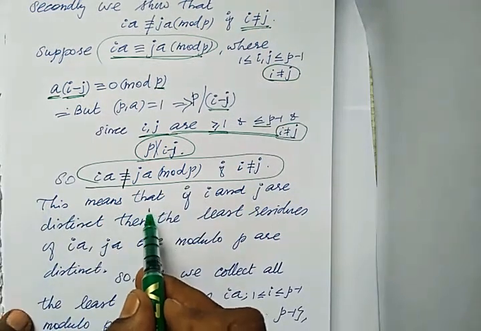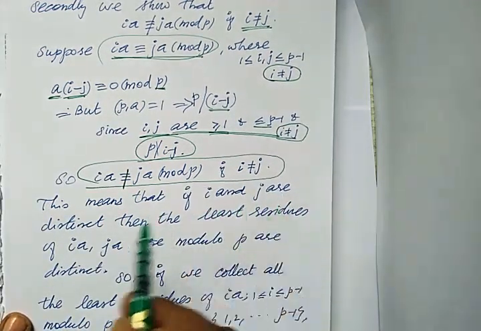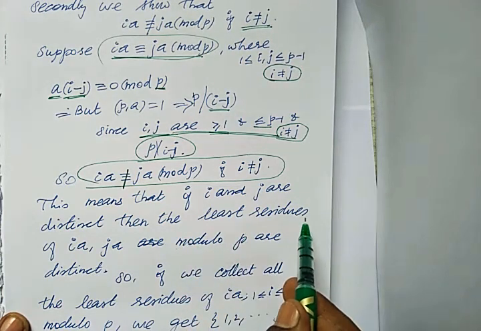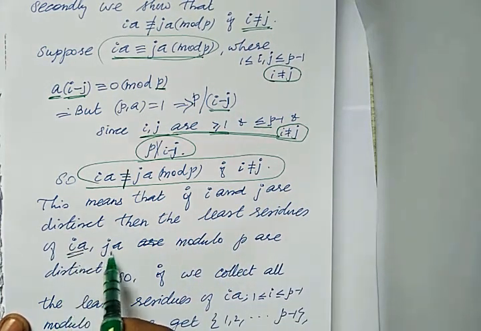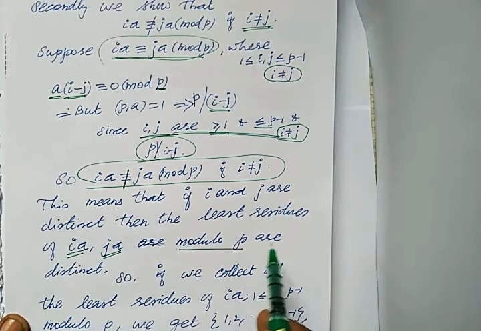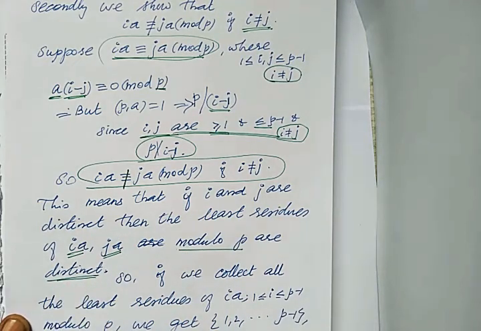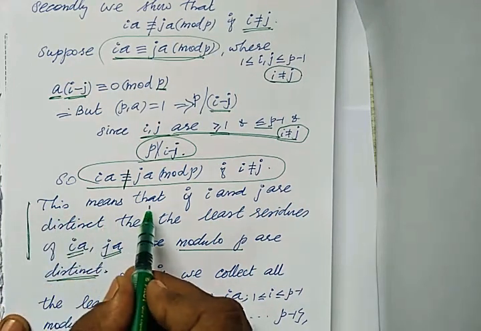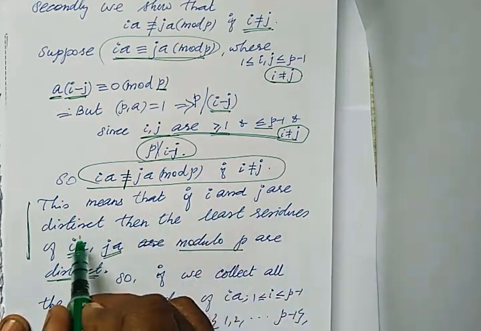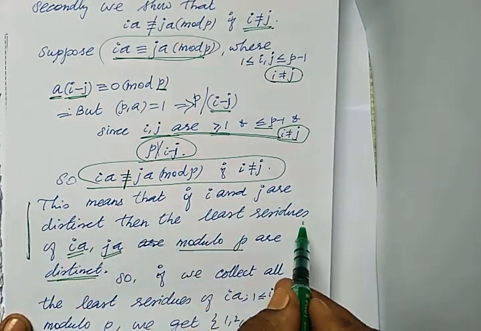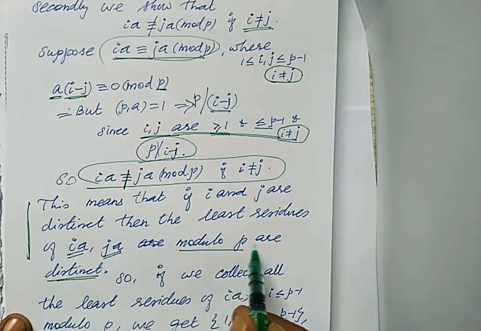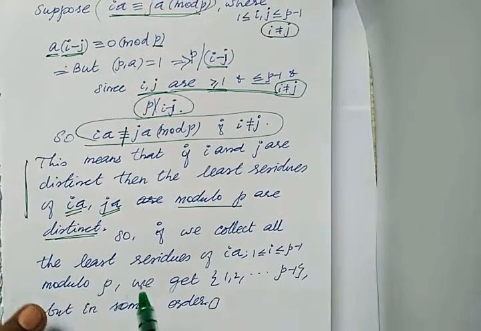Actually, what this says, this means that if I and J are distinct, then the least residues of IA and JA modulo P are distinct. It's so important. This means that if I and J are distinct, then the least residues of IA and JA modulo P are distinct. So the theorem is over.